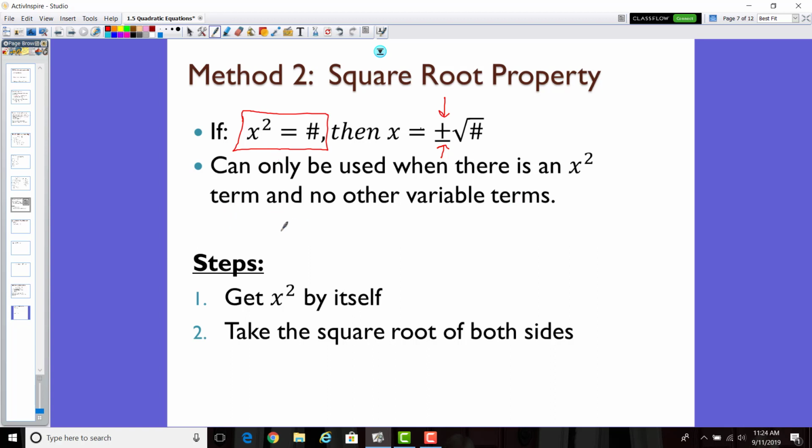In order for you to use this method, you can only have a squared term and a number. It does not have to equal 0. We want this to look like this: ax squared equals our numbers. Okay? And then we will get rid of the a to have x squared equals numbers. Okay? So get your x squared by itself and take the square root of both sides. That is our goal.